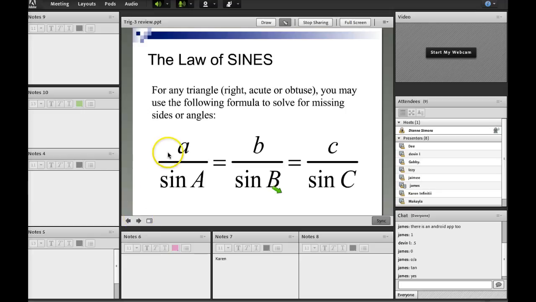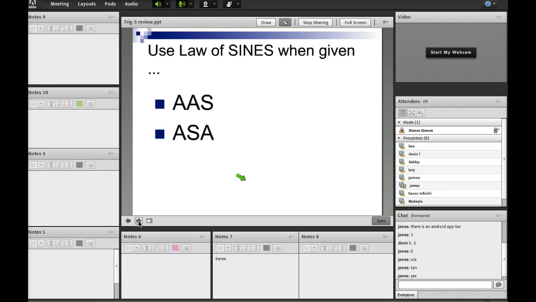Law of sines. Ready? This is easy. Side A over sine A, side B over sine B, side C over sine C. These are all equal to each other. You can also flip them, so the sine can be on the top. Okay? You're going to use this when you know two angles and a side. So angle, angle, side. The angles need to be next to each other, and the side opposite one of those angles, or angle, side, angle. Okay?